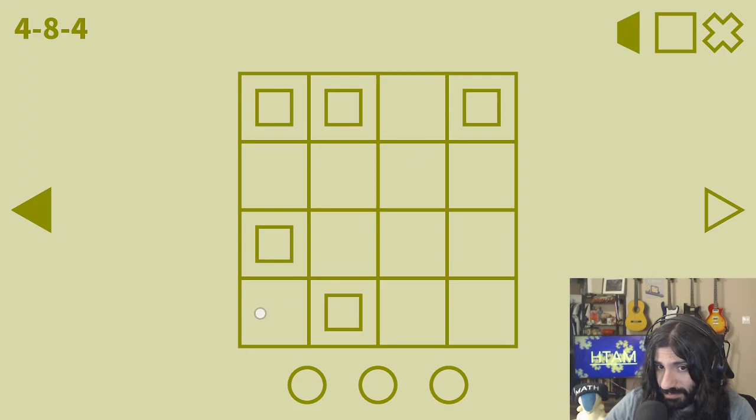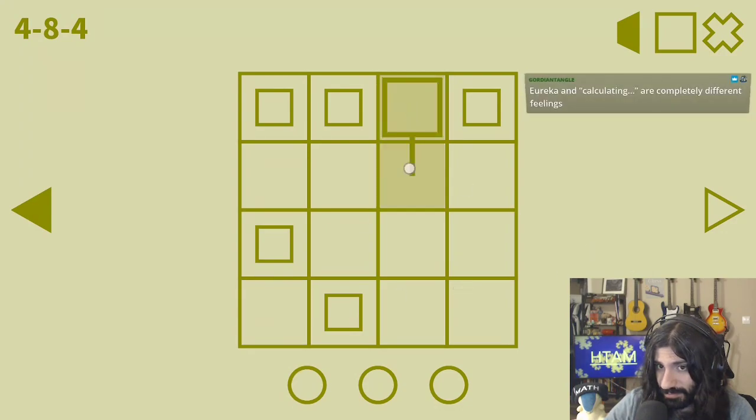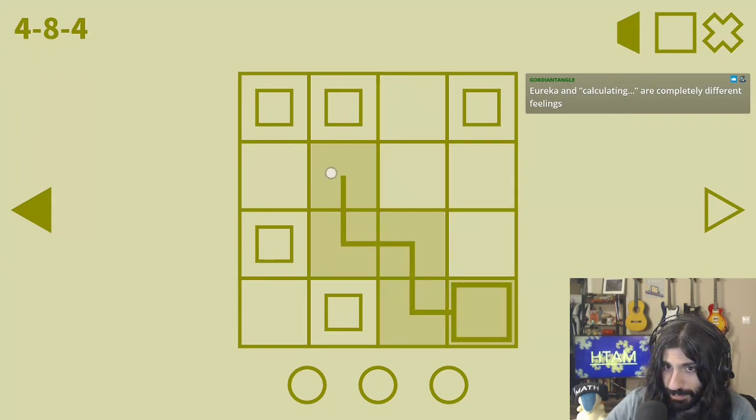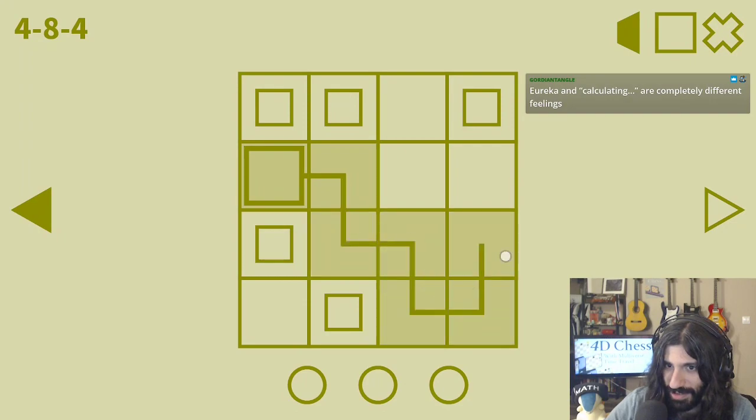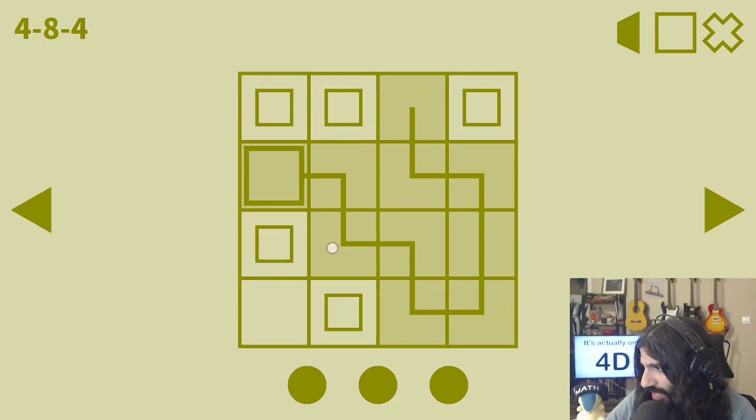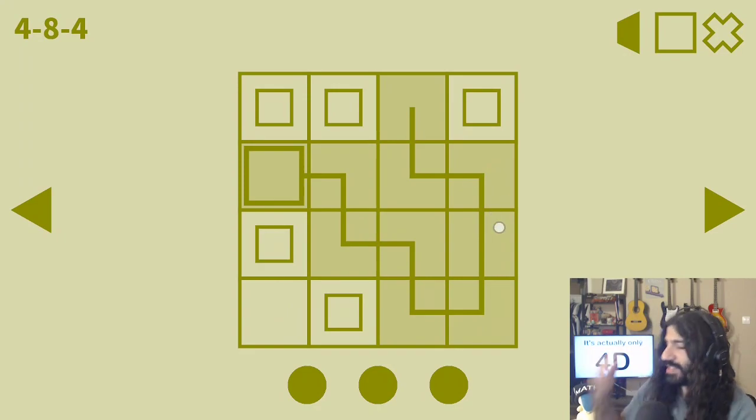Fuck. Okay, hold on. Let me test whether it has to be 3 regions. Or maybe I would if I could think. Okay, the rule still works. These 2 come together to make this, right? Eureka and calculator are completely different things. That's what I'm saying. Eureka feels good. Calculating is exhausting.